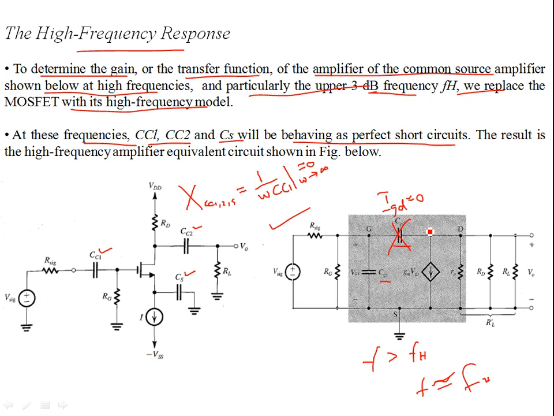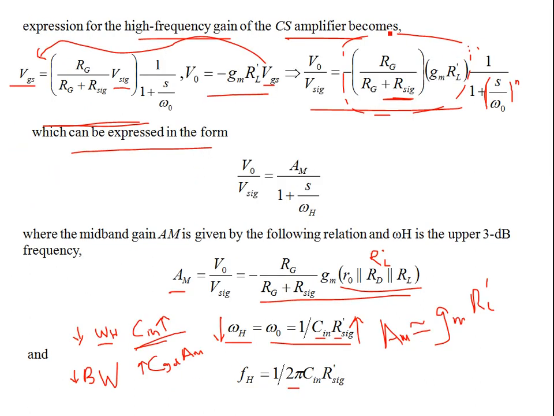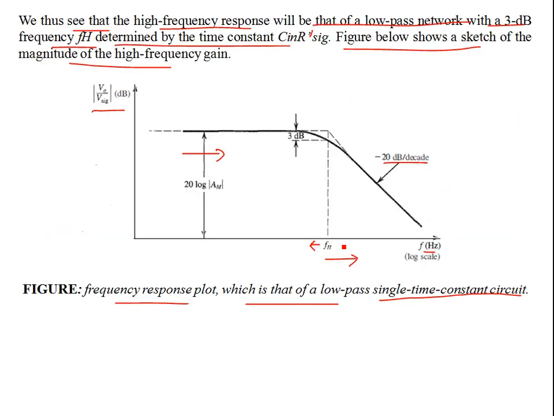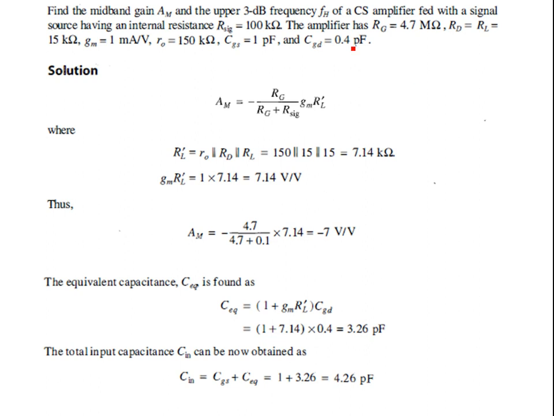Okay, but around FH you end up in a very straightforward single pole RC circuit like this. The transfer function is again a low pass transfer function, and omega H, or FH, is the corner frequency. The above analysis resulting in a single pole response is simplified. Specifically, it is based on neglecting IGD relative to gm VGS prime, and this is an assumption that applies well at frequencies not much higher than FH prime. So we are around FH prime where we have this single pole RC response.